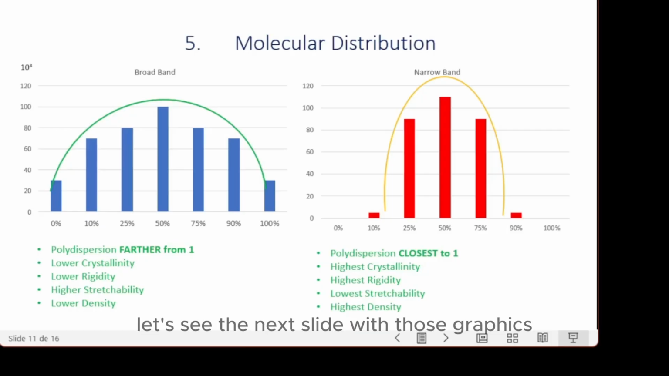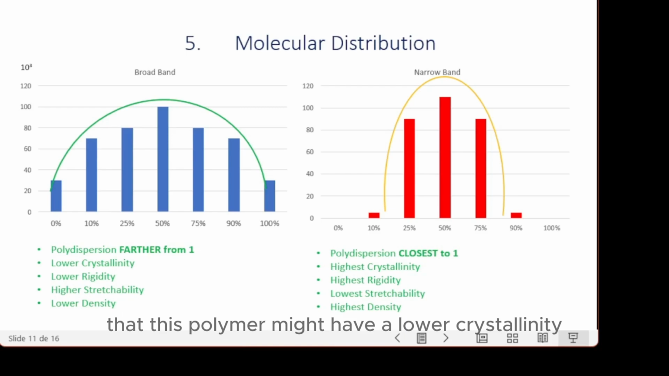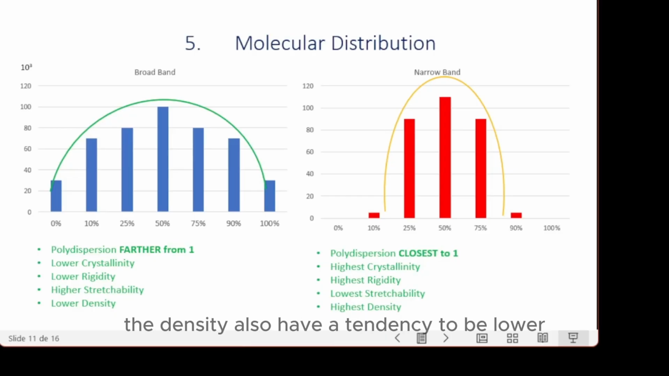Let's see the next slide with those graphics, broadband and narrowband. Broadband means the polydispersion is farther from 1, so the molecules of the polymer have different size and shapes. This implies that this polymer might have a lower crystallinity, lower rigidity, but also stretch more because you have larger molecules and smaller molecules. So it's easier to stretch this material a little bit more. The density also has a trend to be lower.